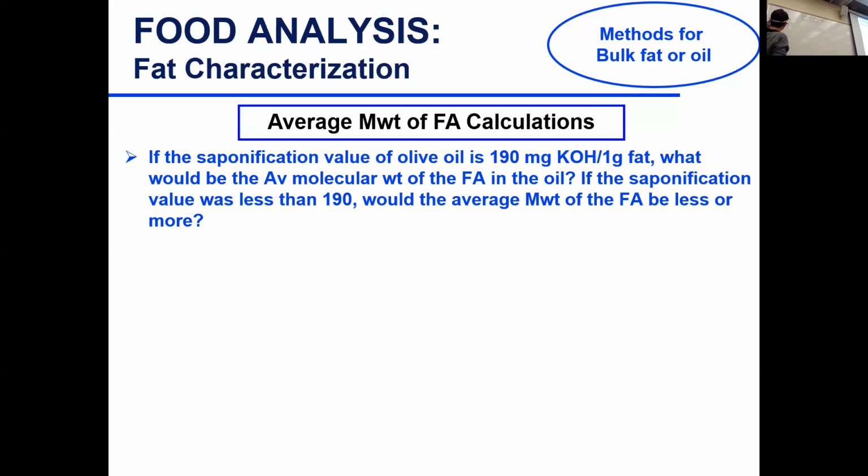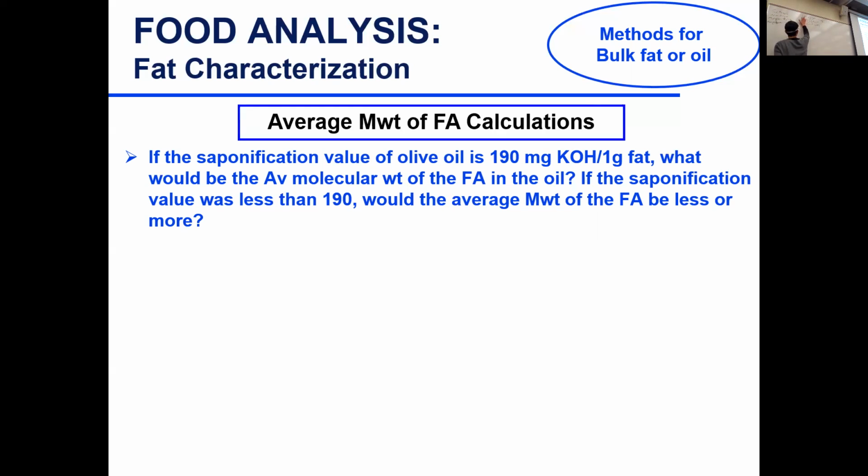And the saponification value is 190 milligrams needed for 1 gram. I need to convert that to grams in order to work with equal units. So 0.19 grams reacted with 1 gram. How many grams in a mole here reacting with 3 times this many grams per mole? So it's basically cross multiplication.